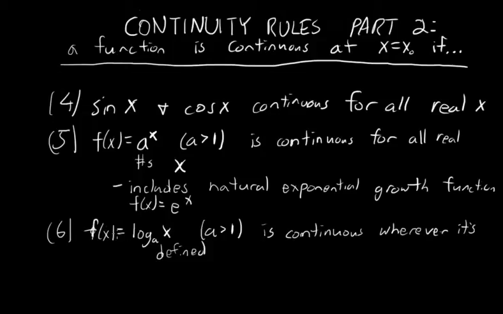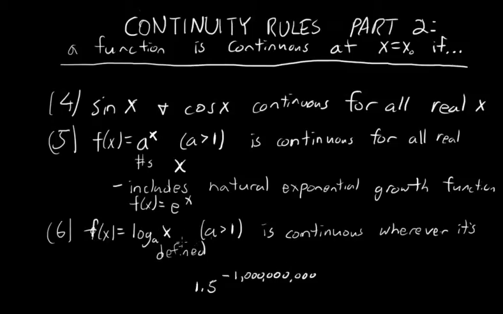The next rule is that f of x equals log base a of x, so this is your generic logarithmic function. Remember that the base has to be some number greater than 1, is continuous wherever it's defined. So where is this defined? Well, you can't really raise a number greater than 1 to any exponent and get a number that's 0 or less than 0, right? So if you raise like 1.5 to some number, even if you raise it to negative a billion, there is no way you would get 0 or a negative number. This would just be some tiny fraction.